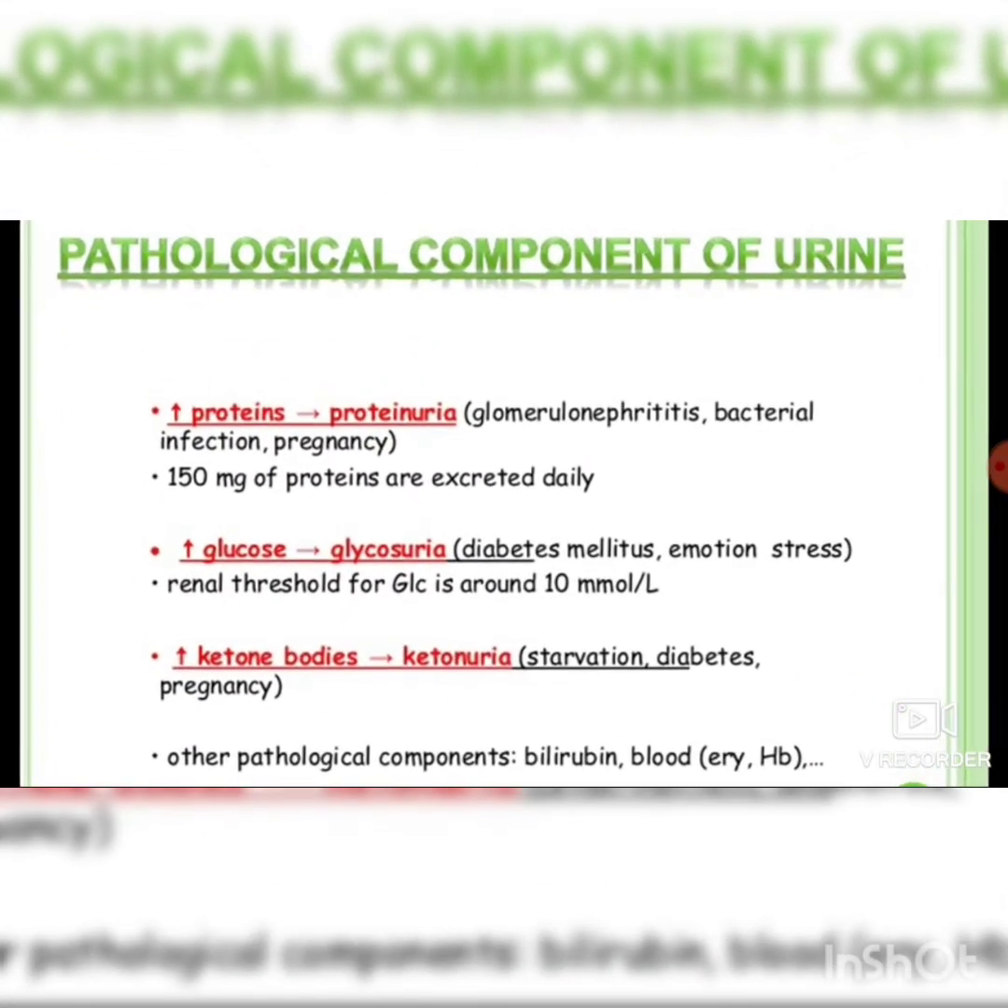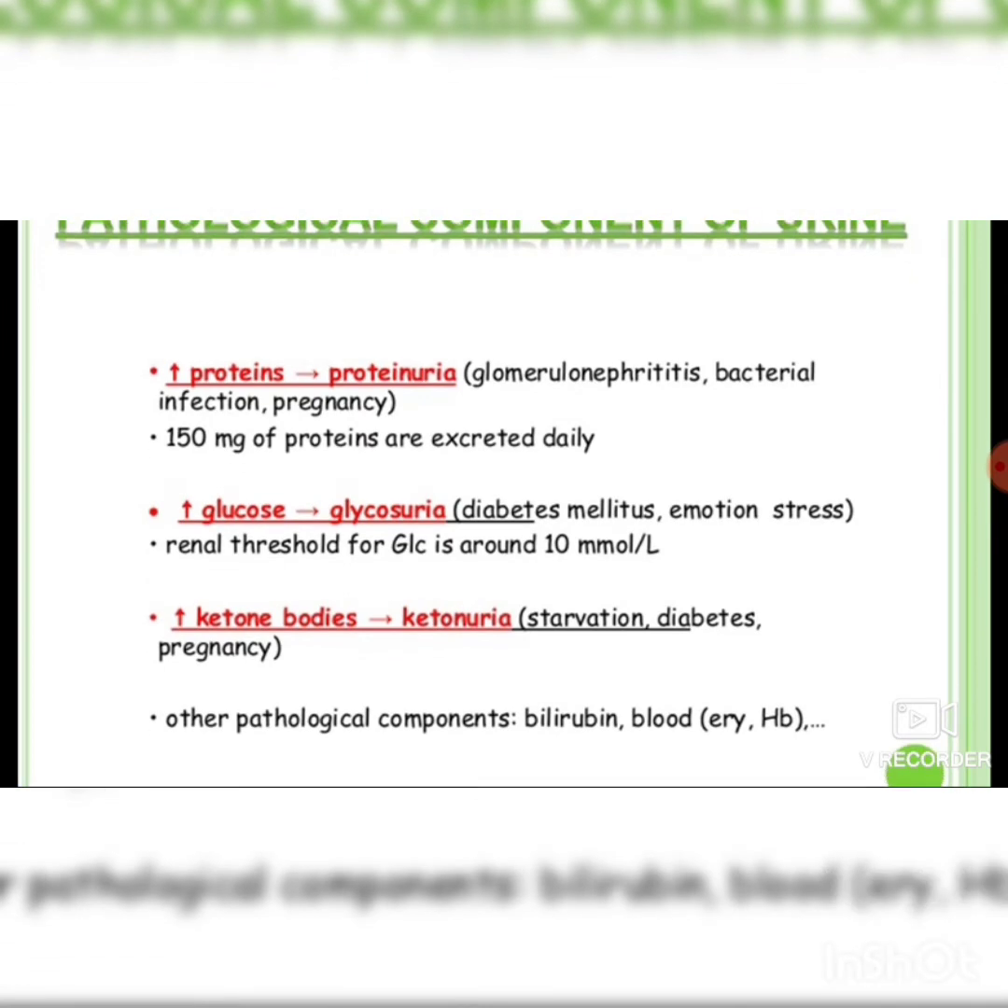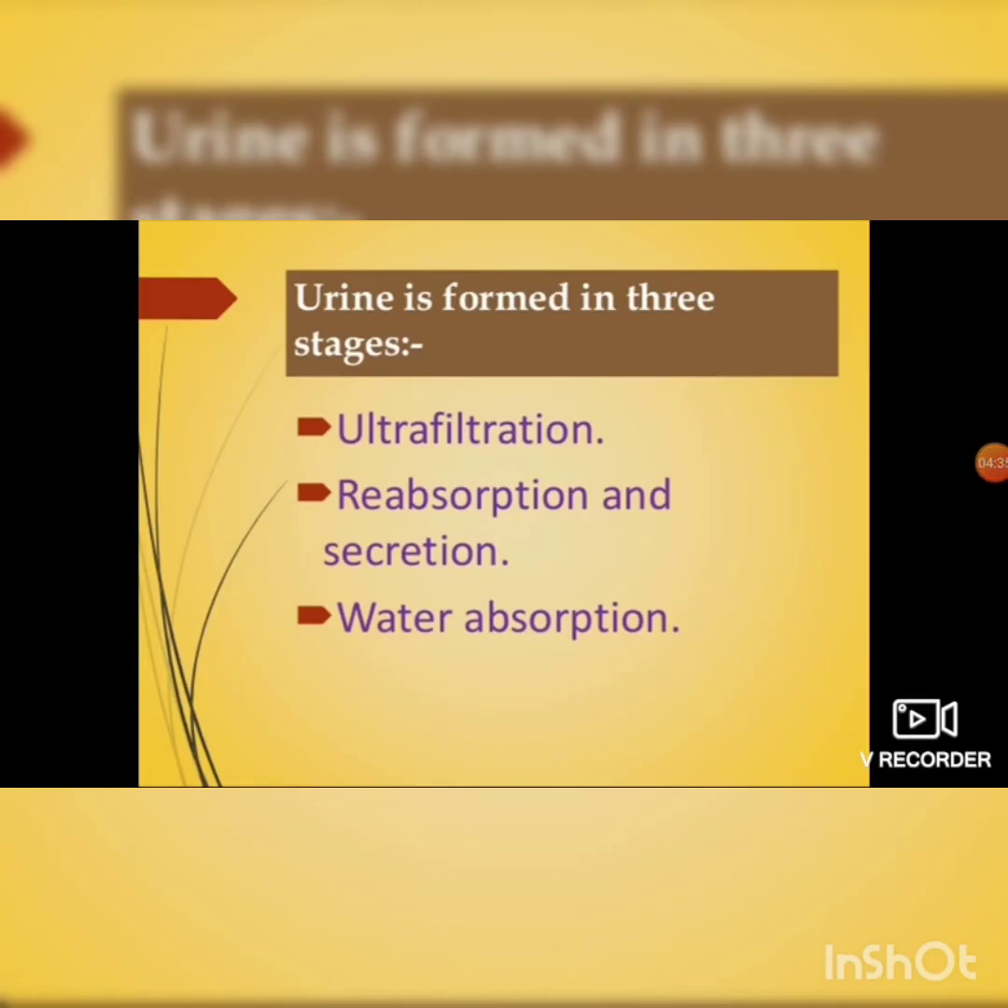Now we can see the pathological components of urine, where protein, when increased in higher amounts, is called proteinuria, when glucose increases it is called glucosuria, and when ketone bodies increase it is called ketonuria. Now we'll discuss urine formation.